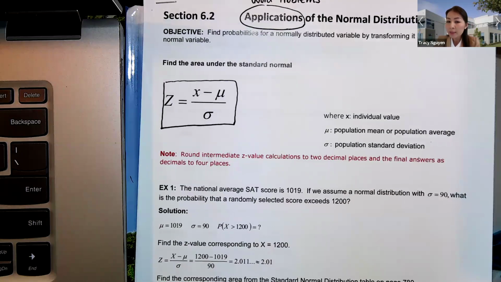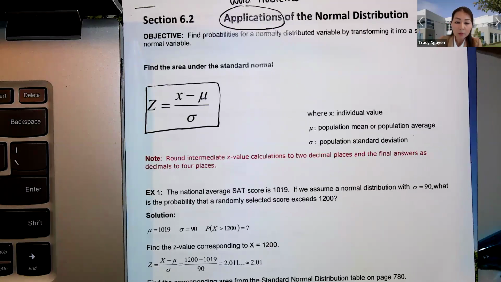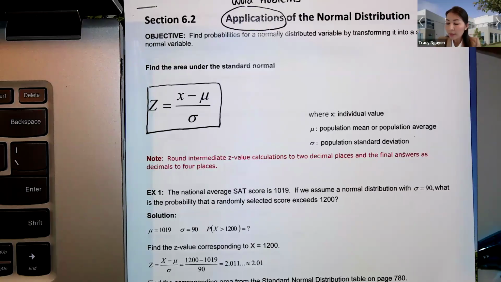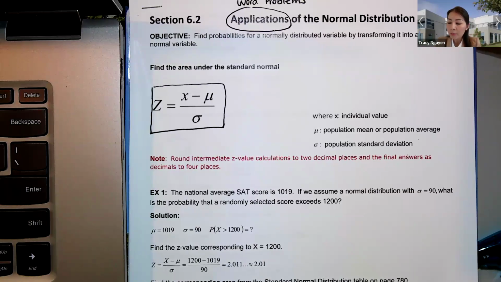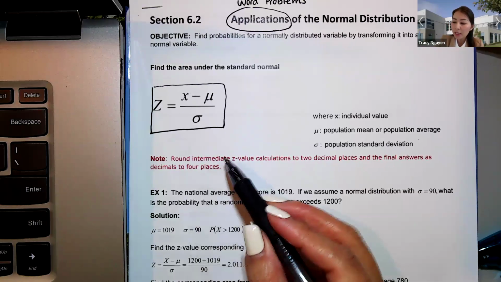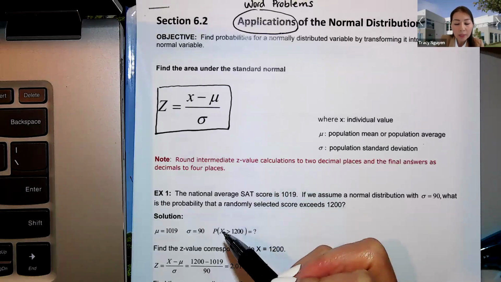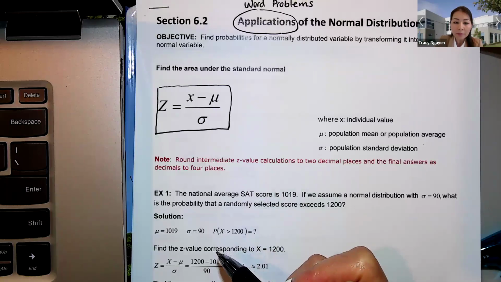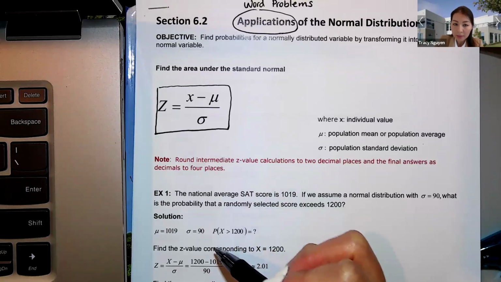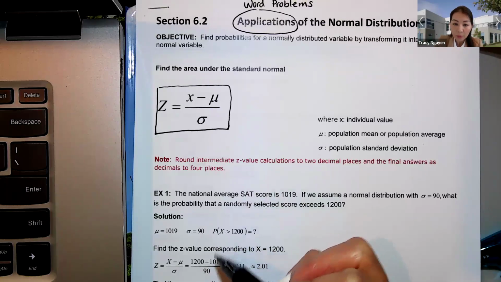So now in this lesson, I'm going to show you how to do it 2 ways. One is by solving for z and reading the result from the normal distribution table. Another way is by using the normal CDF function from your calculator. So I will show you how to do both ways.